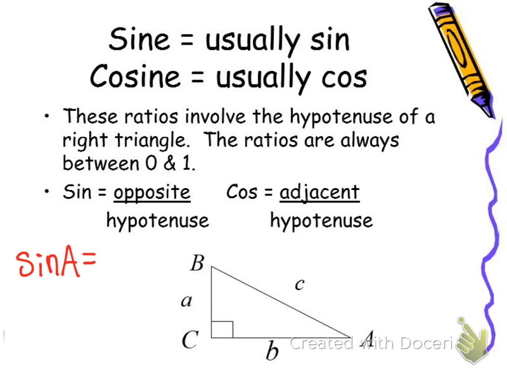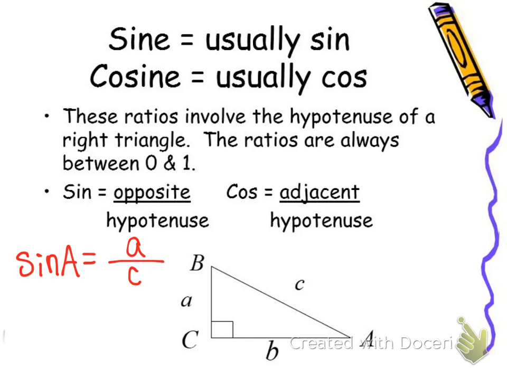If we're talking about the sine of angle A, what side is opposite angle A? Side is opposite angle A. Little a. Okay, and then over the hypotenuse. Which side is the hypotenuse? Little c.